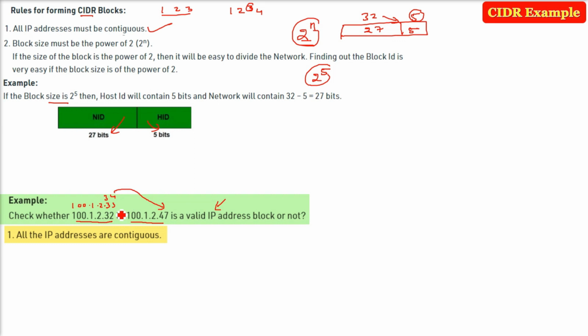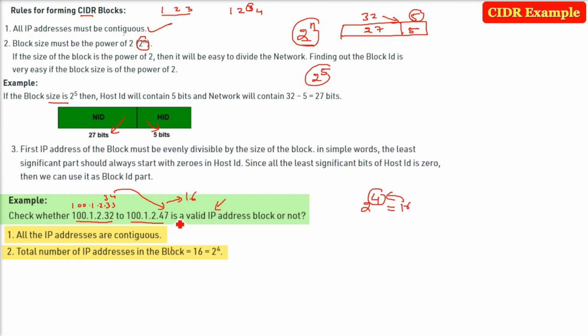So now you just go from 32 to 47 counting. That is 32, 33, 34. If I am counting on my hands, it is becoming 16. 32 to 47 is 16. What is 16? It is 2 to the power 4. So with power 4, the total number of IP addresses in the block will be 16. 2 to the power 4 in this case, with the example we are taking. If you count also, you will get it. So 2 to the power 4 is 16. That is, this is of the form 2 to the power n.